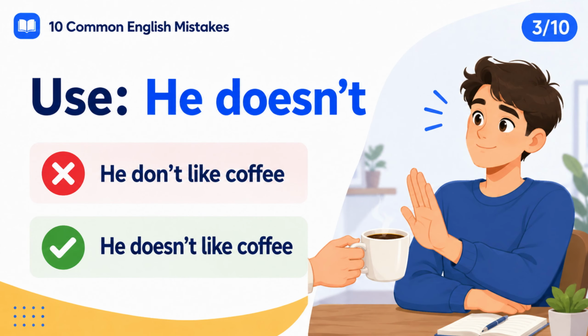Number 3. He don't like coffee. When the subject is he, she, or it, we use doesn't, not don't. So the correct sentence is, he doesn't like coffee. Repeat after me, he doesn't like coffee.